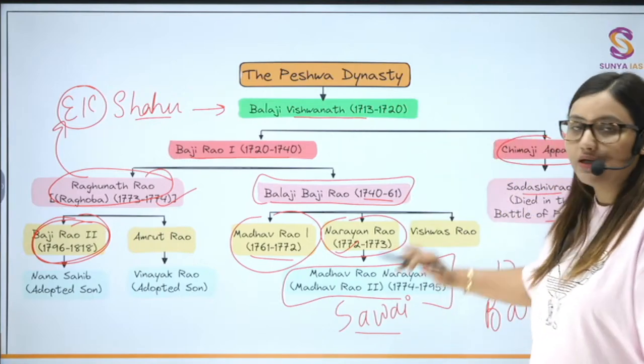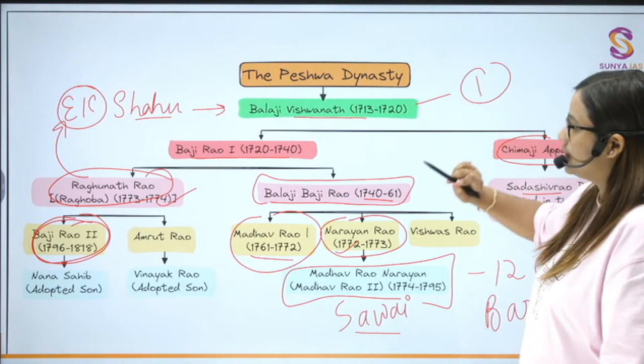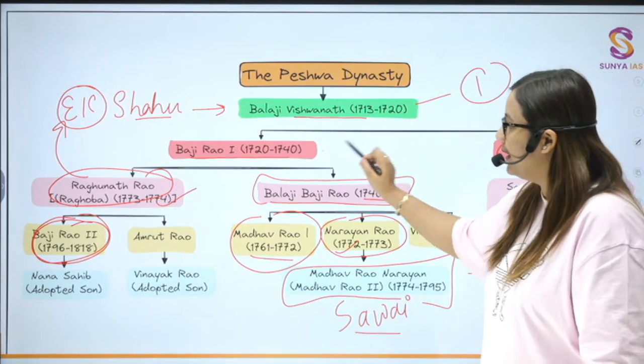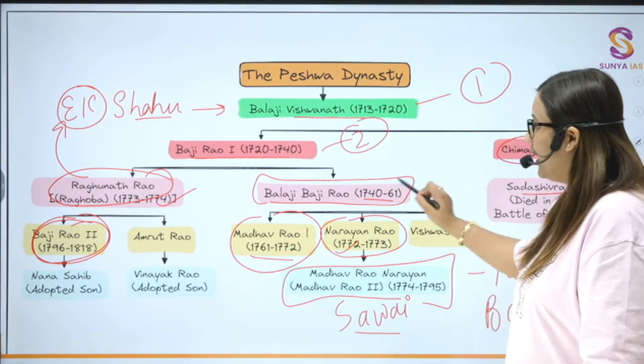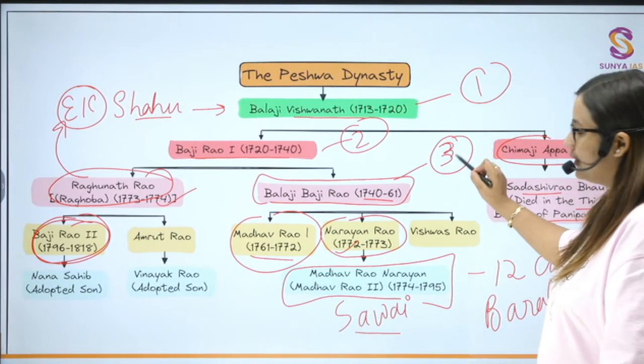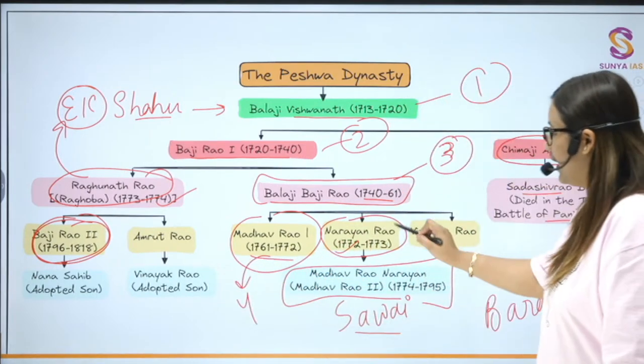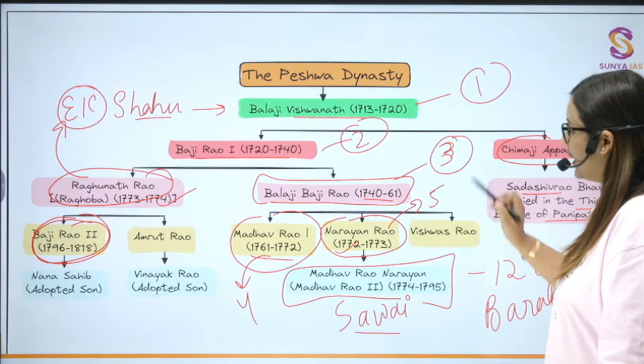Here you need to just understand this chart. Number one, we had Balaji Vishwanath as Peshwa. After him, Baji Rao I became Peshwa. After him, Balaji Baji Rao became the third Peshwa. After him, Madhav Rao became the fourth Peshwa. After Madhav Rao, fifth is Narayan Rao.